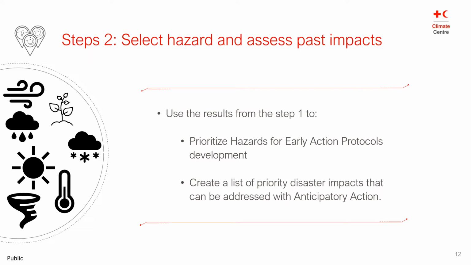It could be a flood, a cyclone, or heat waves, and nowadays we're expanding to other hazards, including biological hazards like cholera and others. You will also create a list of priority disaster impacts, because you need to understand what exactly makes sense to be reduced with an anticipatory action system. It will be very difficult to try to reduce all the risk with an anticipatory action system. Therefore, it is very important that you prioritize and think about what really makes sense to reduce in our anticipatory action system.